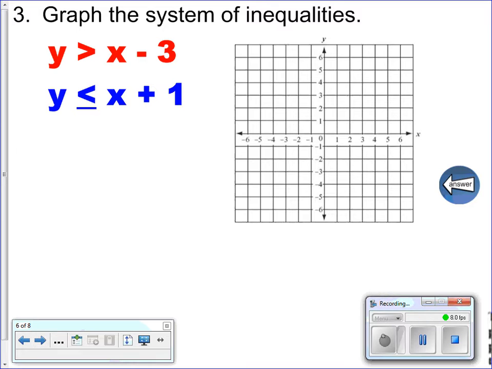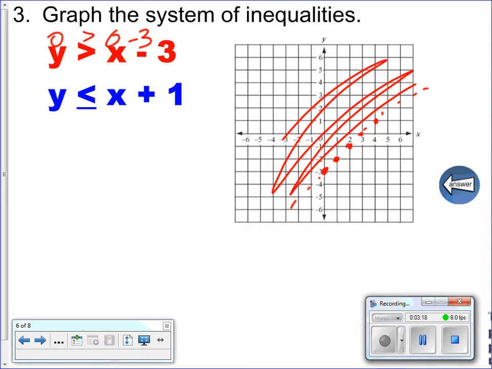All right, let's try this one. So we graph the first one. It starts at -3. Up 1, right 1, up 1, right 1. And this is a dashed line. Is 0 greater than 0 minus 3? So 0 is greater than -3. Yes, it is greater than -3. Sorry about that. So we're going to shade up there.